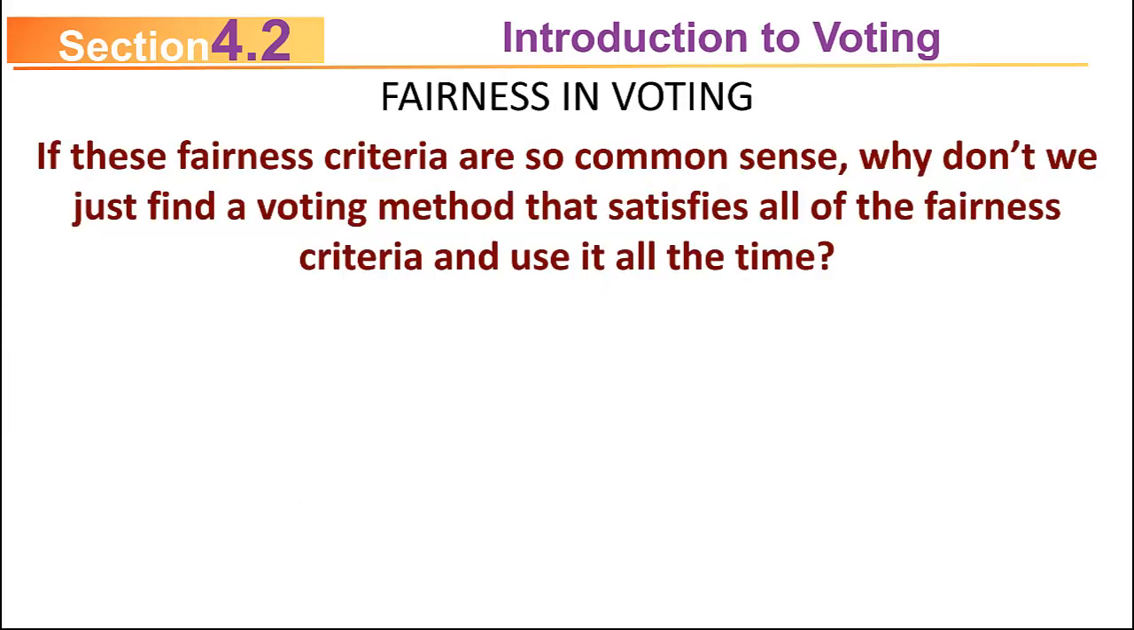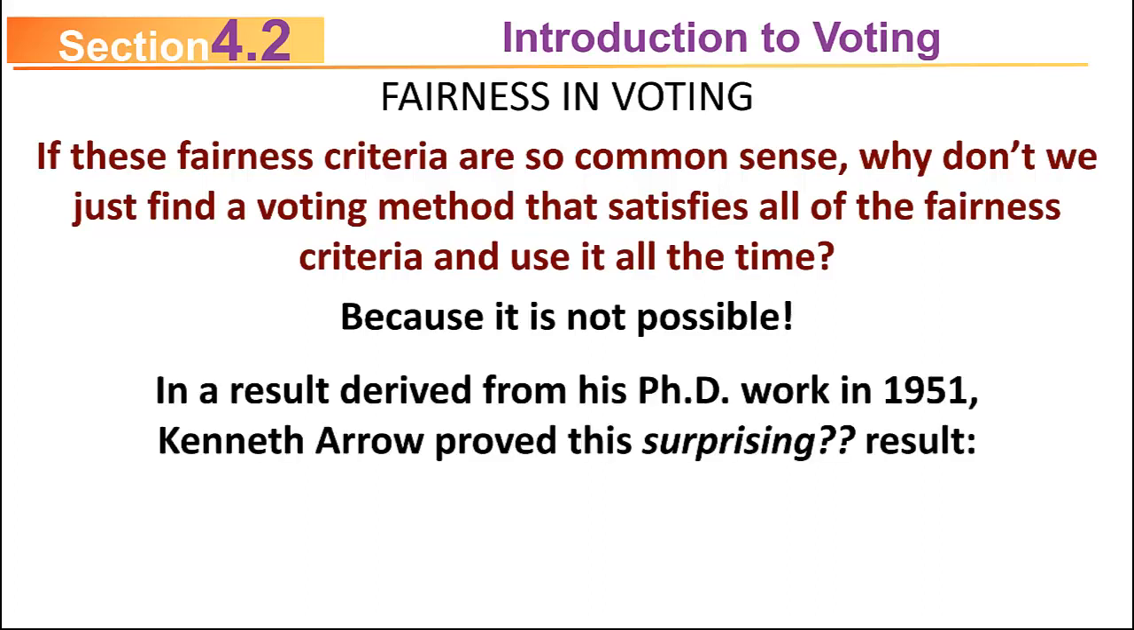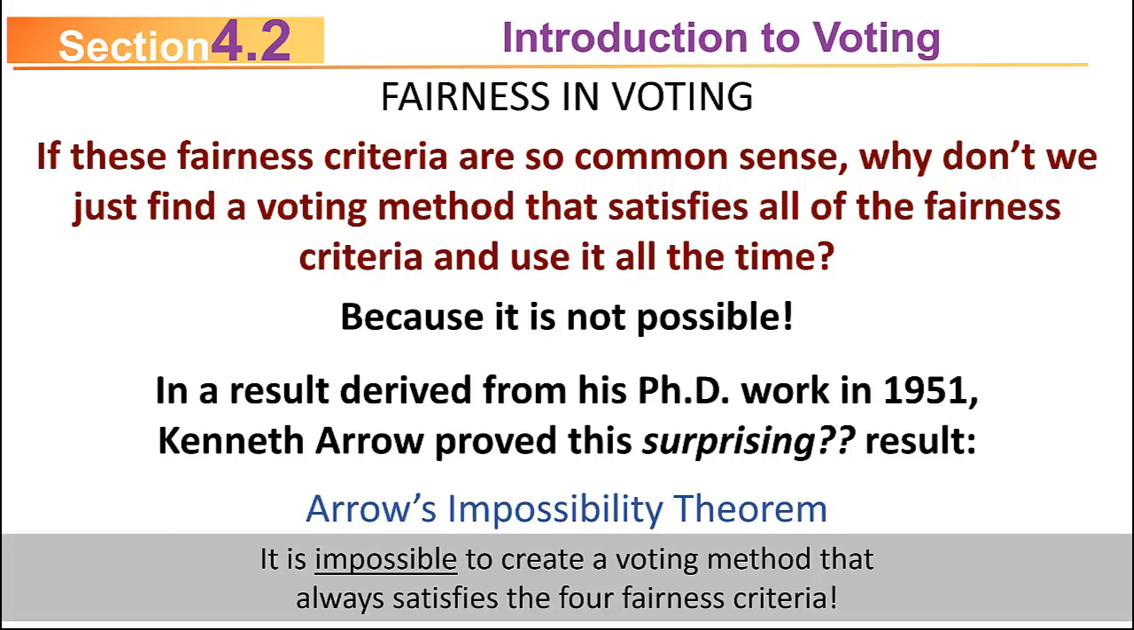If these fairness criteria are so common sense, why don't we just find a voting method that satisfies all of them and then use that method all the time? The answer is because it's not possible. It turns out, in a result derived from his PhD work in 1951, Kenneth Arrow proved this. Well, it's up to you to decide if it's surprising or not, but I would say this surprising result is called Arrow's impossibility theorem. And it basically says it is impossible to create a voting method that always satisfies the four criteria of fairness that we just mentioned.